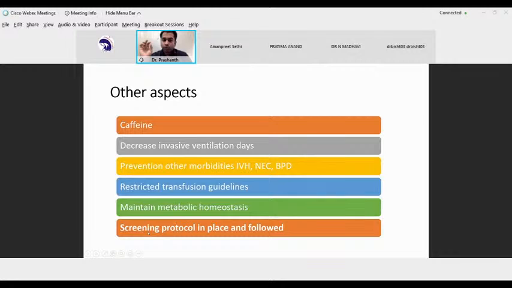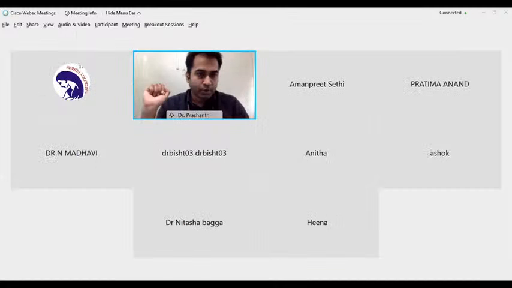Again, the most important thing we're going to talk about in the subsequent slides is the screening protocol, which should be in place in every NICU which caters to preterm babies, and ensure that it is followed. So these are the aspects we need to be mindful of to prevent ROP. Thank you, ma'am. That's all from me.